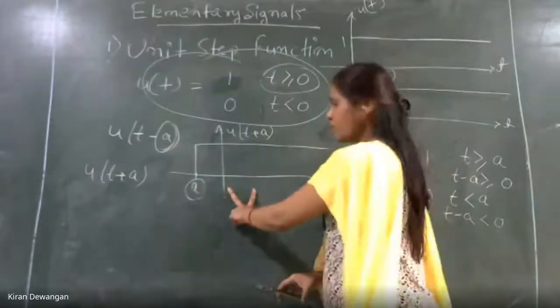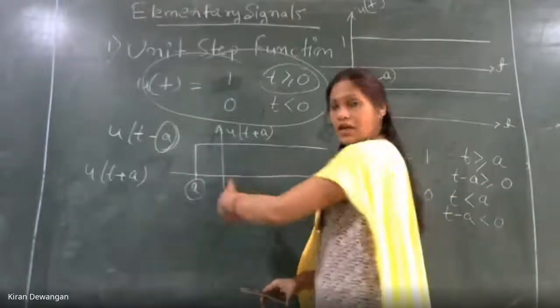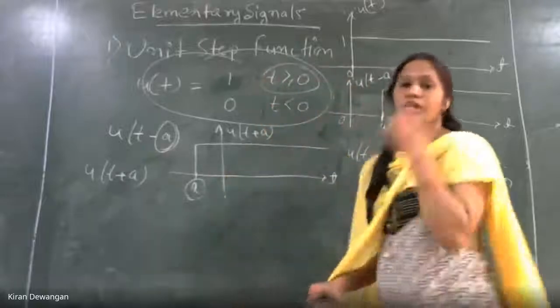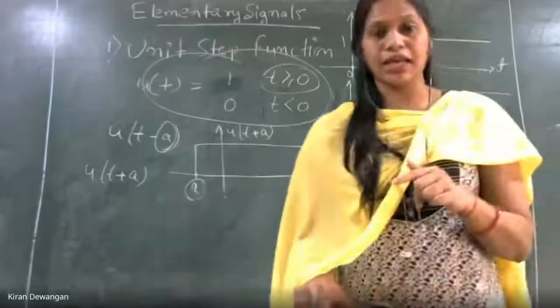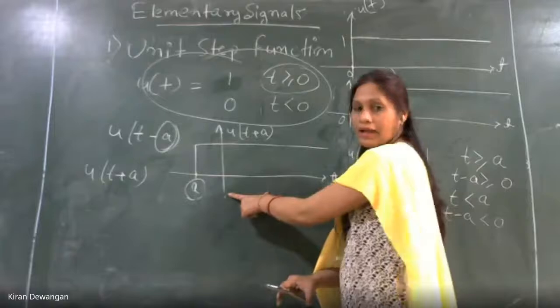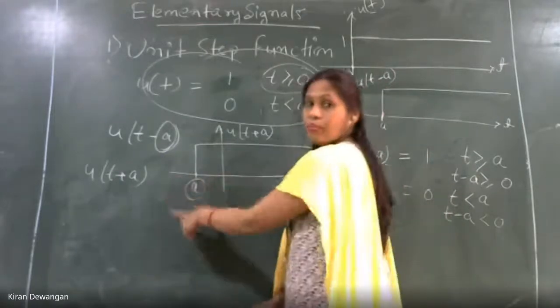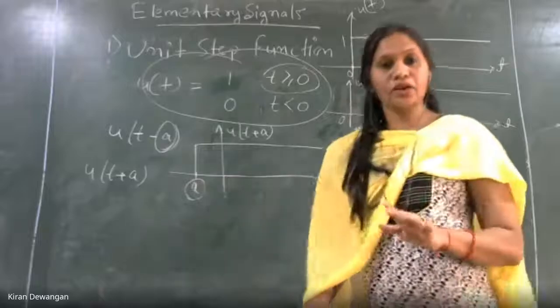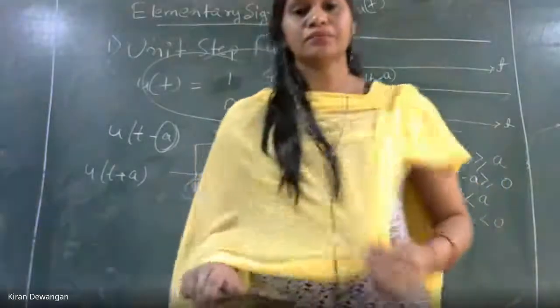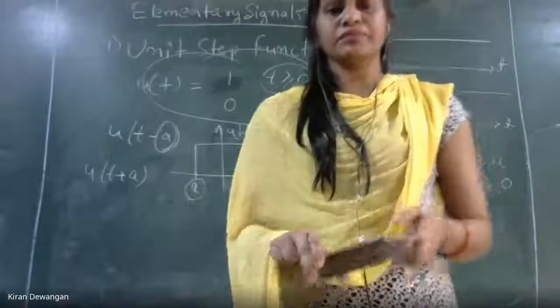That is just because of t minus a or t plus a, the signal will shift. If it is t minus a, it will shift to the right by a, and if it is t plus a, it will shift to the left by a. Clear now? The shifting is clear. Clear everyone? Reply Yes, ma'am.